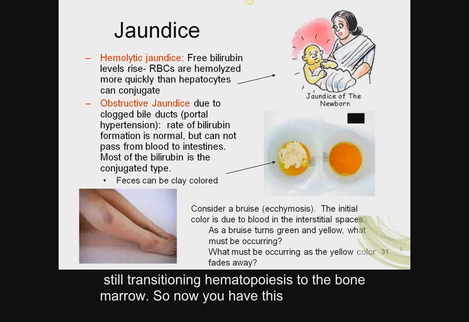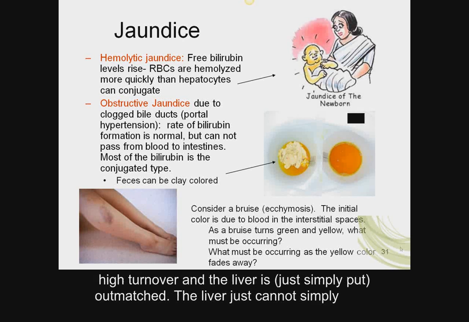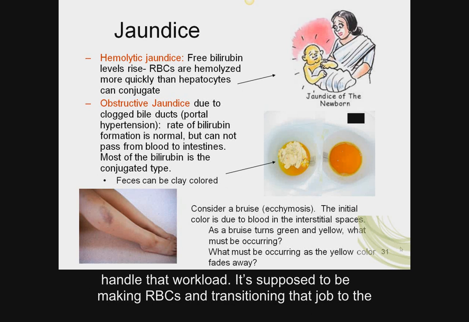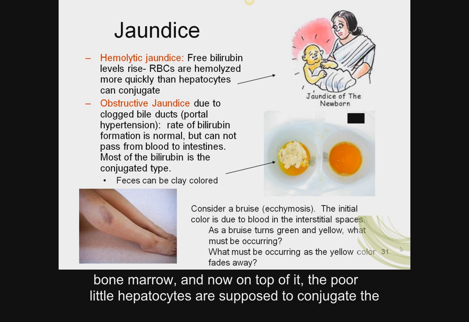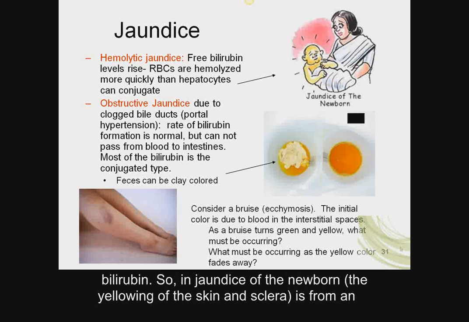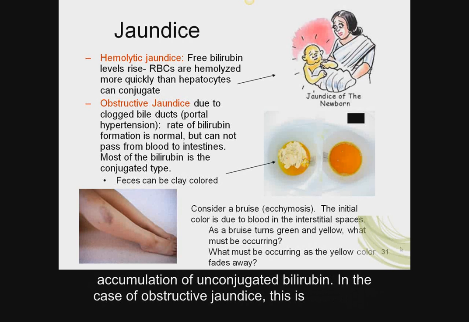The baby's liver and spleen are still transitioning hematopoiesis, of course, to the bone marrow. So now you have this high turnover, and the liver is, just simply put, outmatched. The liver cannot handle that workload. It's supposed to be making red blood cells and transitioning that job to the bone marrow, and now on top of it, the poor little hepatocytes are supposed to conjugate the bilirubin. So in jaundice of the newborn, the yellowing of the skin and sclera, it's from an accumulation of unconjugated bilirubin.